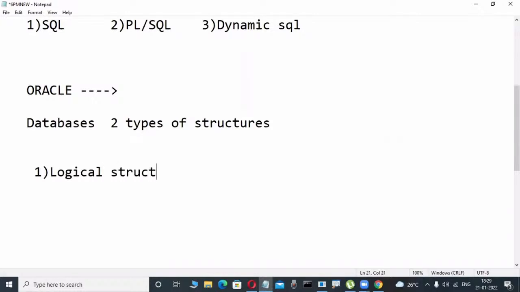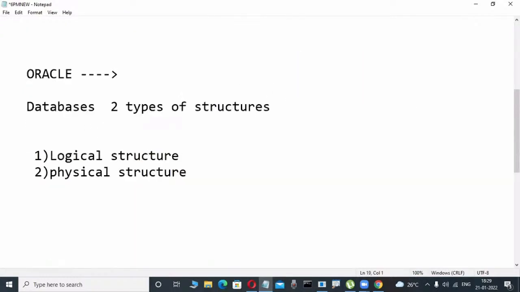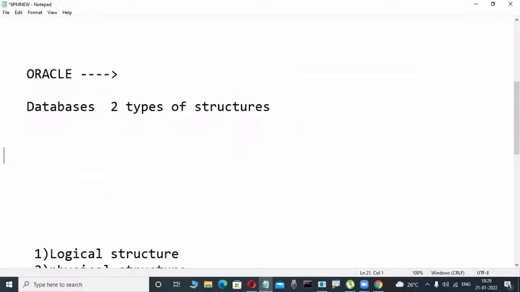Logical structure. Database means it is a place where we can store structure. Here one is logical structure. Another one is physical structure. Before we tell what is the logical and what is the physical structure in these types of database software, just the database definition in books, so many fellows are writing like this. Today at least you can understand.